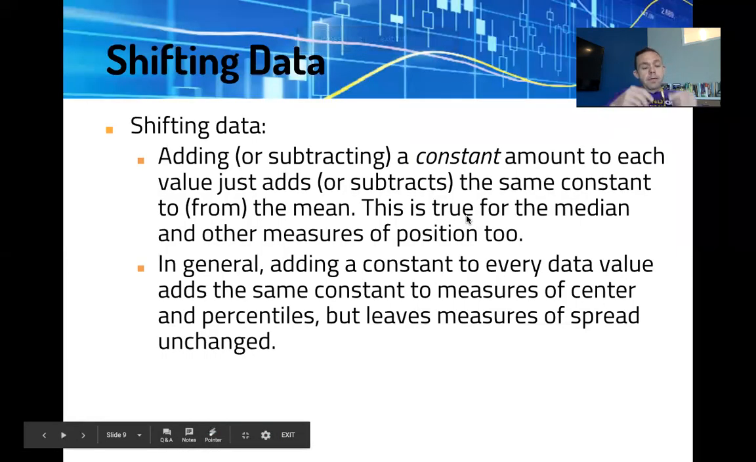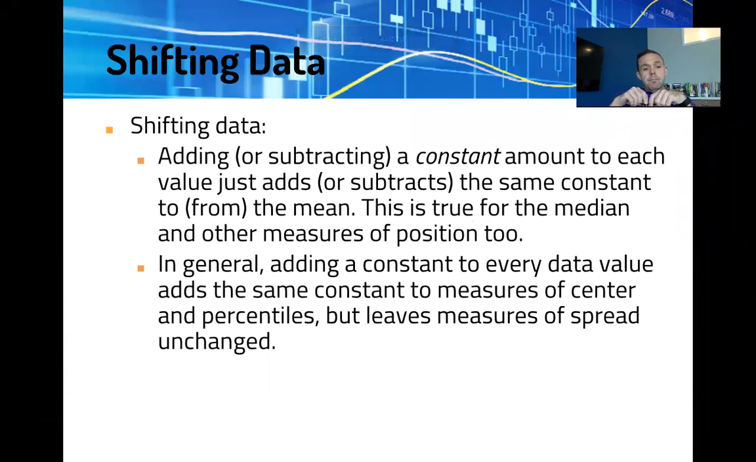Okay, so next concept, shifting data. Adding or subtracting a constant amount to each value just adds or subtracts the same constant from or to the mean. This is true for the median and other measures of position. In general, adding a constant to every data value adds the same constant to measures of center and percentiles, but will leave measures of spread unchanged.